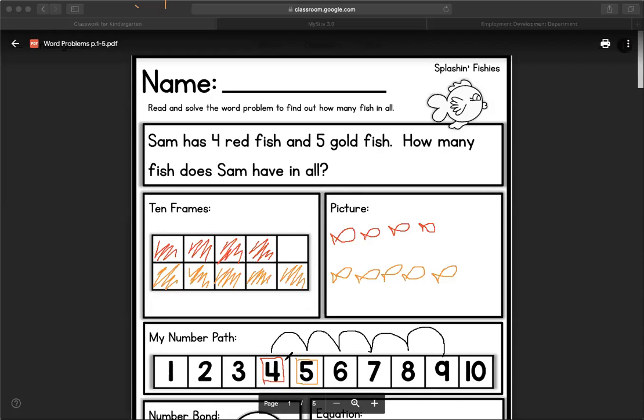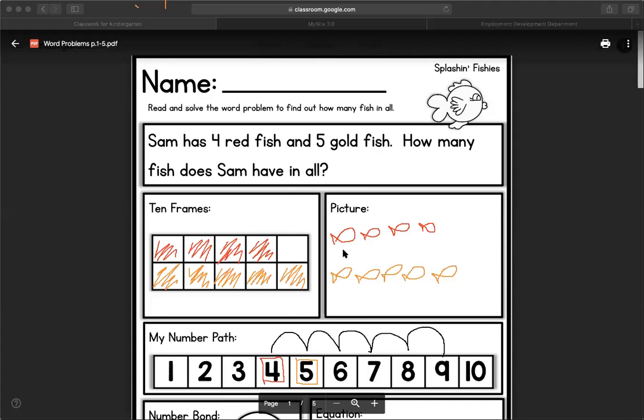Because I started with 4 fishes, it's telling me that I have 5 more. So in order to solve it in a number path, I have to move from my 4, 5 times forward. So those are the 3 methods that we learned or are going to utilize.